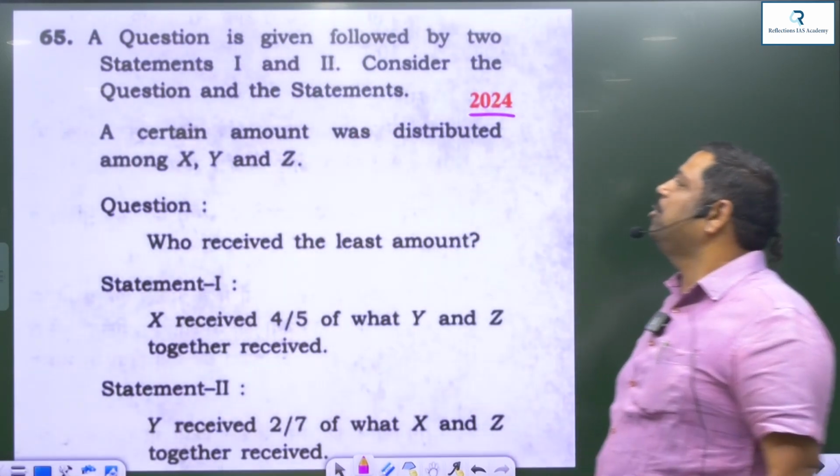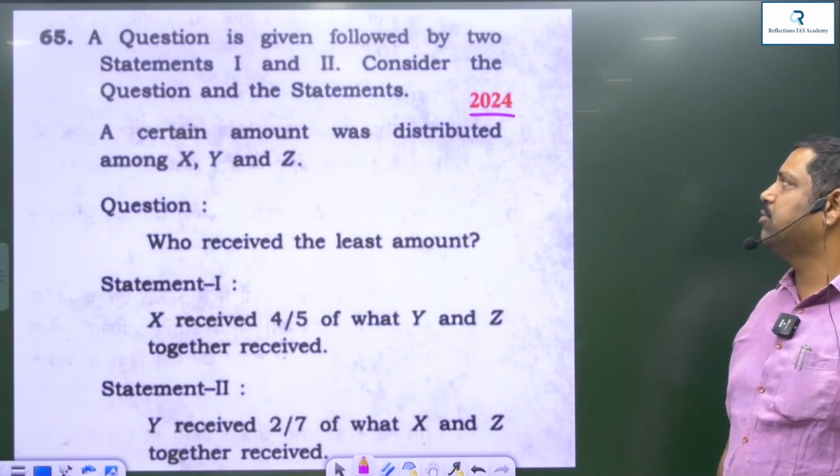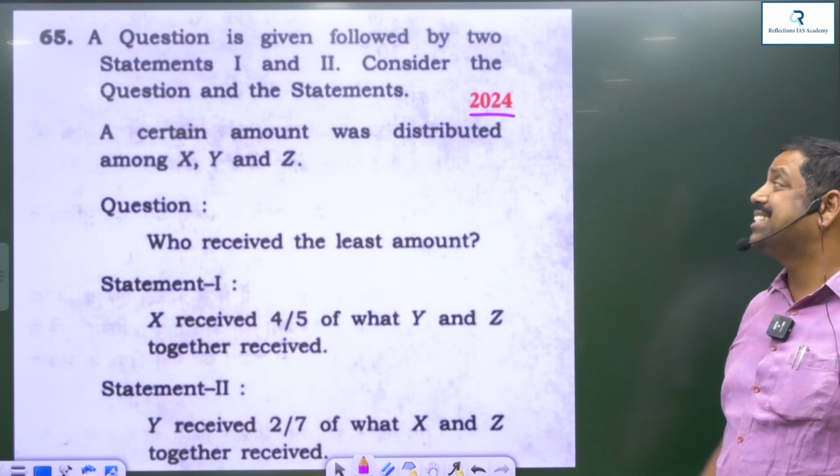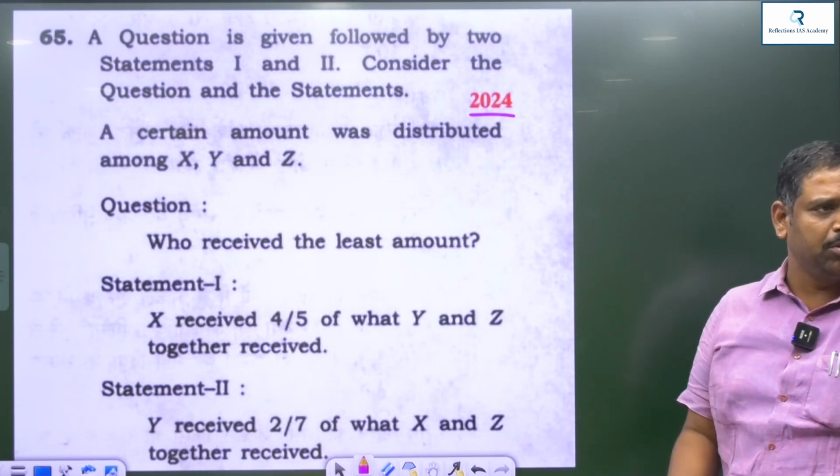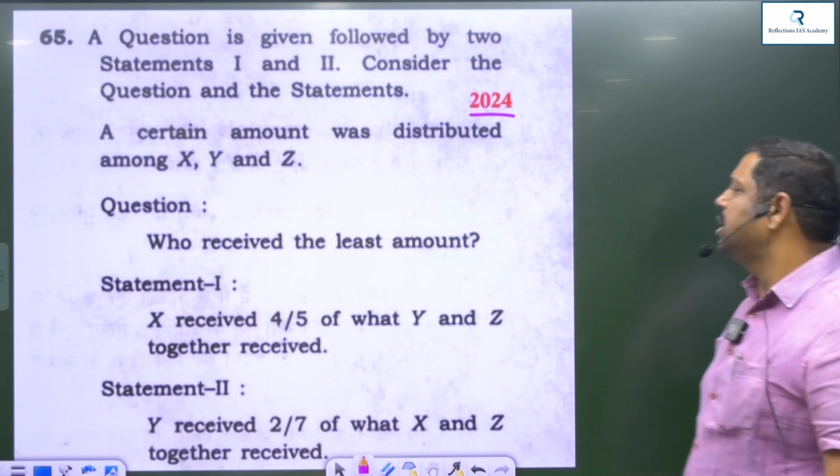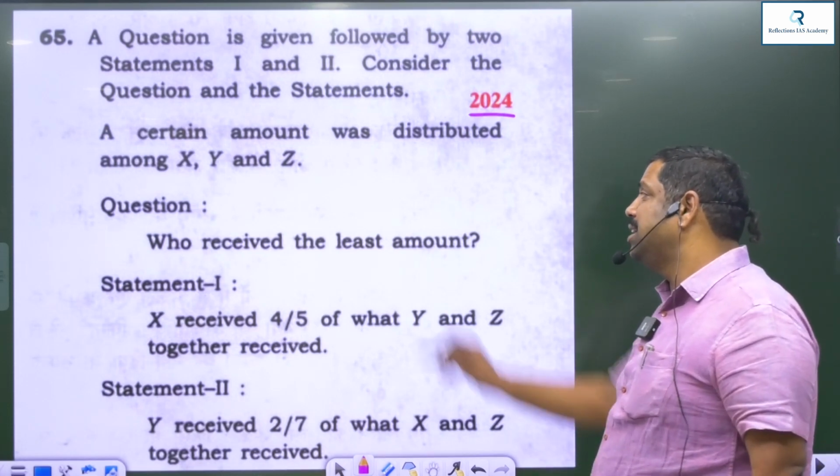A question is given followed by two statements, 1 and 2. Consider the question and the statements. A certain amount was distributed among X, Y, and Z. A certain amount, not specifying how much amount. Okay. Who received the least amount? Who received the least amount?